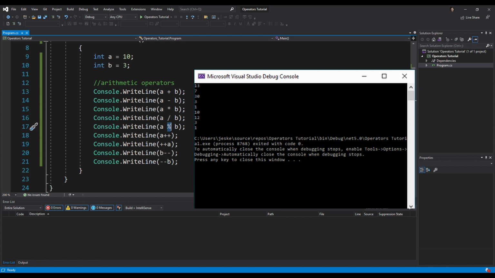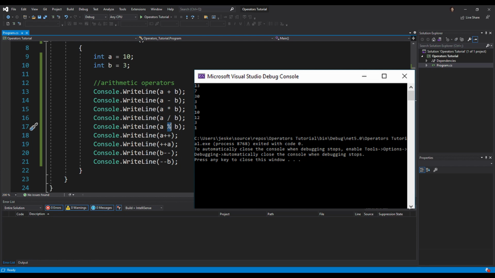a++, what that is doing is it takes a, which is 10, and it adds to it. The reason that we're getting 10 is because the Console.WriteLine is writing a, which is 10, and then adds, but it's not writing it again. So that's why we only get 10.